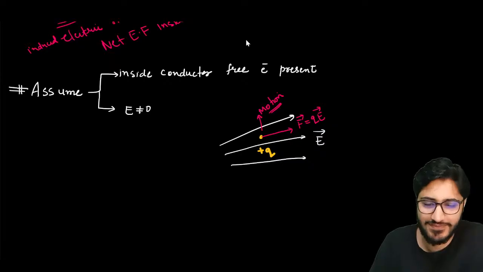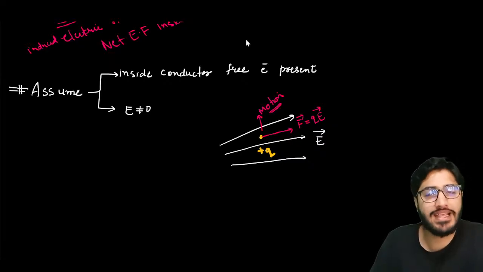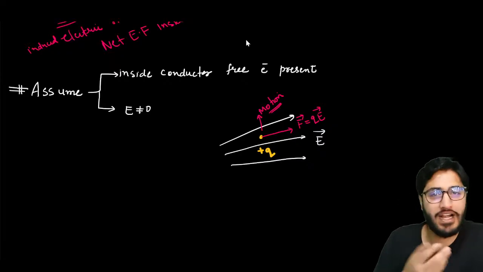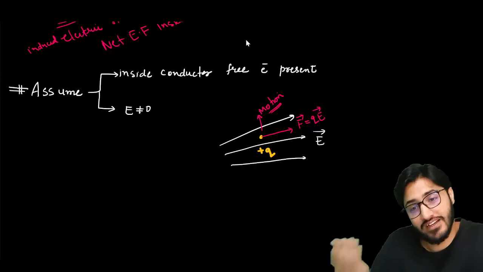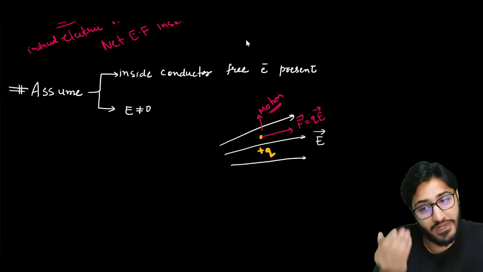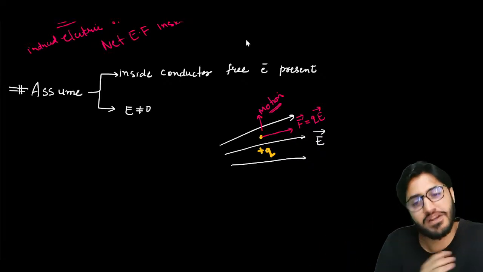Done? We cannot produce current without applying sources, battery or cell. But here, we assumed that inside the conductor an electric field is present and inside the conductor charges are present.